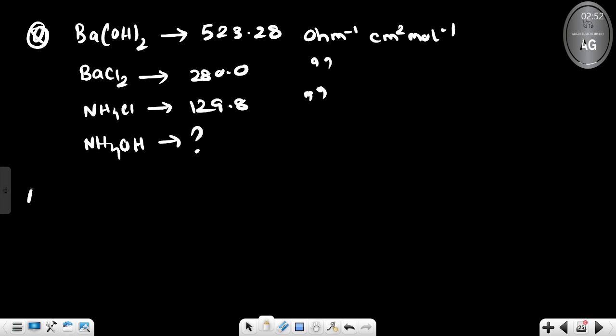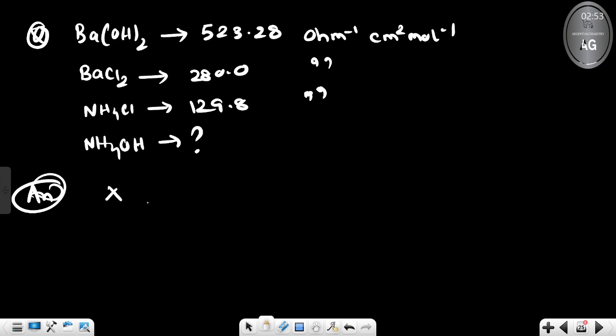How will you find that? The first and foremost thing you will do is break down everything into ions. I have to find NH4OH, so which ions do I need? I need only NH4 plus and one OH minus ion. First of all, let me break down that thing.